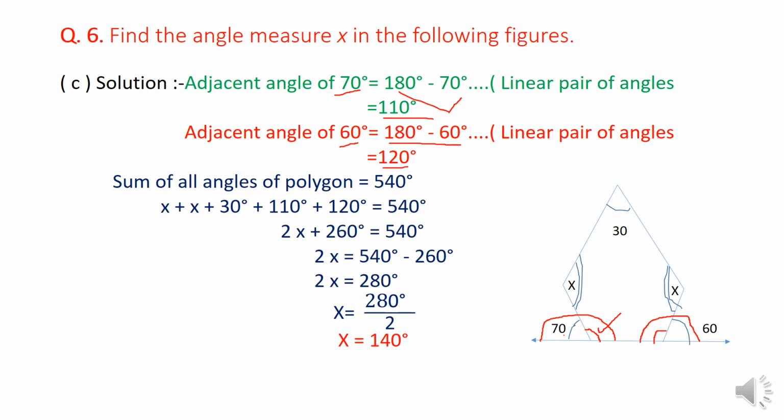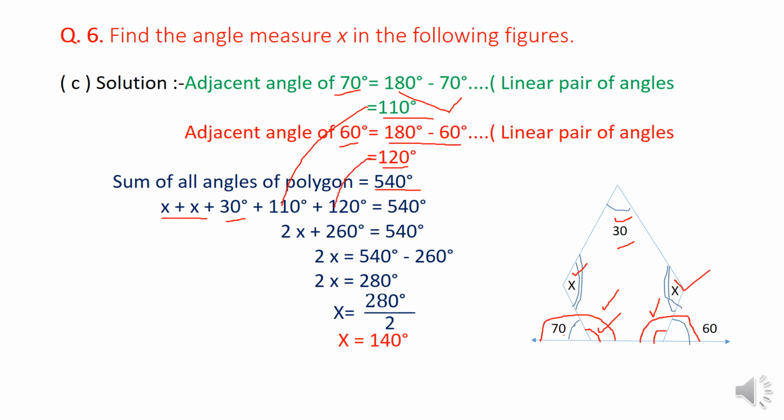Now we know all the interior angles of this pentagon. This is 30, this we have already got 110, this we have already got 120, and these two values we have to find. So we can write the sum of all angles of the polygon here is 540, already we have calculated. Therefore x plus x. So this is the first x and this is the second x, which I am adding here. Now this 30 is the top angle, 110 is the answer we just got, 120 is another angle we just got.